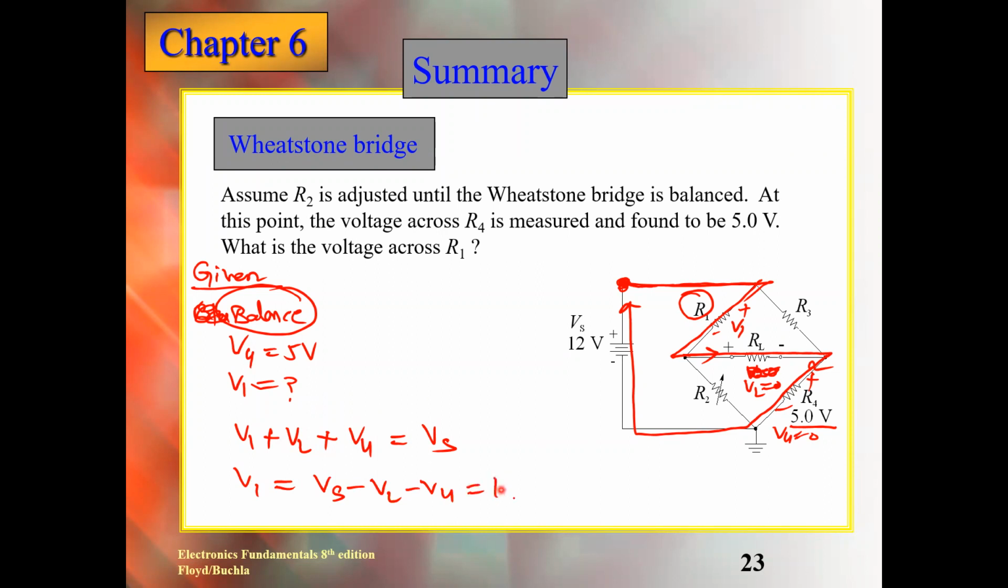Vs is 12, minus VL 0 because it is the balance condition. It is mentioned balance. If balanced, VL will always be 0. Minus V4, 5 is given. So V1 is 7 volts. This is the answer.